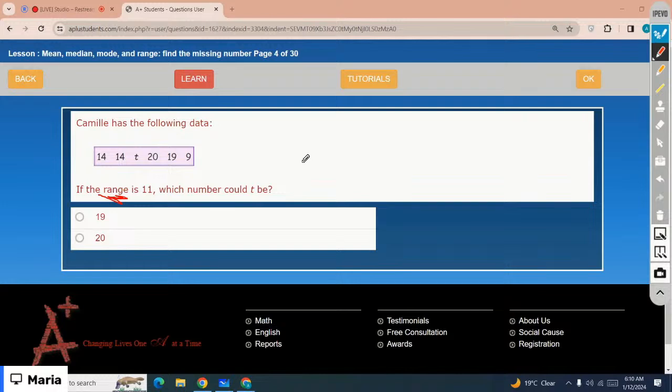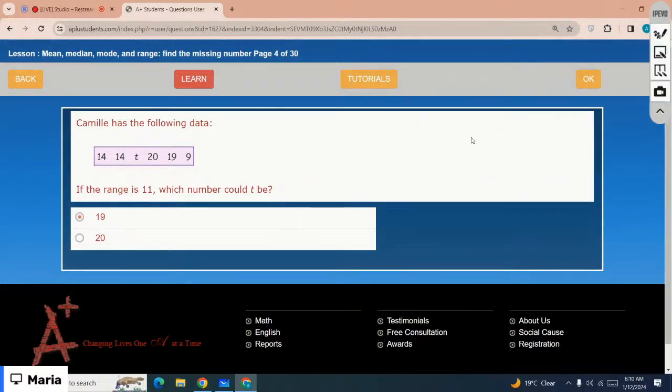So just recall the range. Range is the difference between the smallest and the greatest value, right? So the greatest value here is 20, the smallest value here is 9, and the difference is 11, right? That means T must be 19. The correct option is 19. Got it? T is 19.